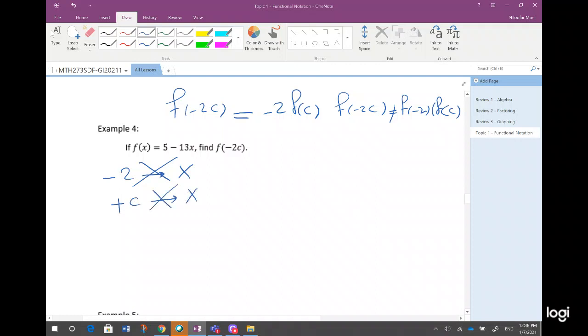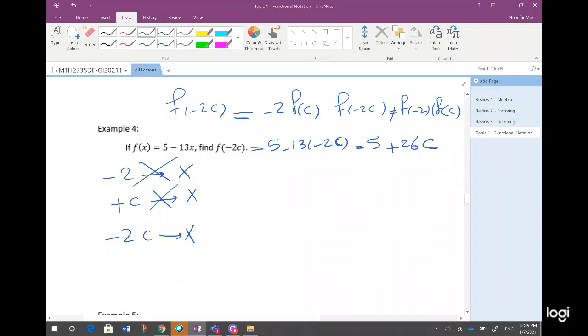Okay, you do minus 2c for x. So now find the answer. It is 5 minus 13 multiplied by minus 2c, which is 5 plus 26c. Now I don't know what the result is as a value because I don't know what c is. But still I can simplify, I can substitute, and I know that I'm not able to separate them.